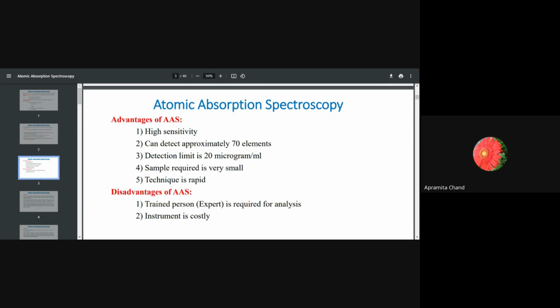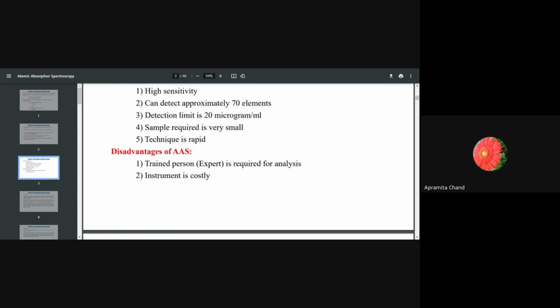But what are the disadvantages? A trained person or an expert is required for the analysis. We cannot just go and analyze if we are not aware of this kind of spectroscopy and its patterns. Also, the instrument is quite costly. So these are the disadvantages.